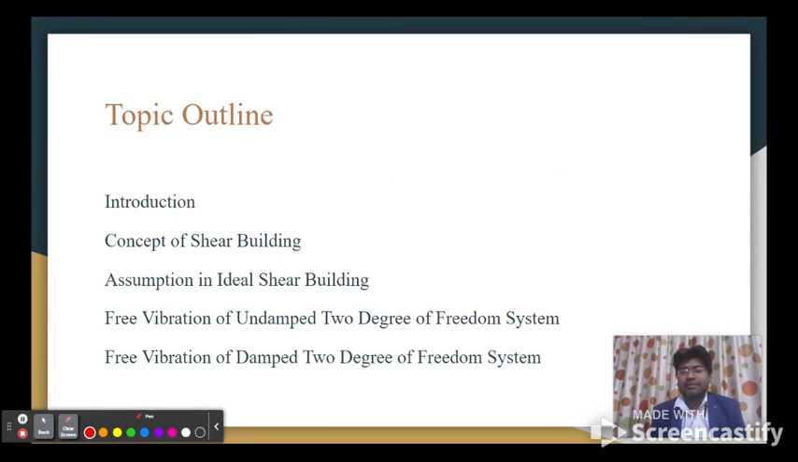In today's lecture, we will be covering an introduction to 2 degree of freedom system, the concept of shear building, assumptions in ideal shear building, free vibration of undamped 2 degree of freedom system, and free vibration of damped 2 degree of freedom system.